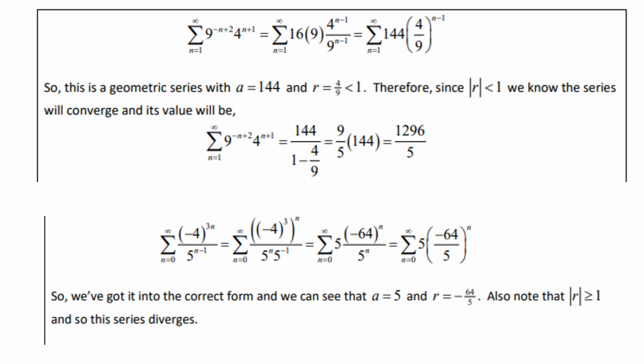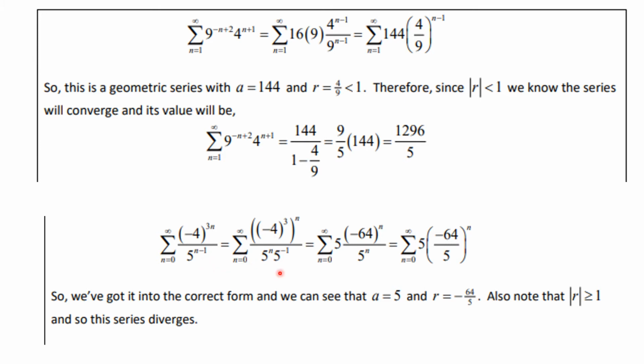Okay, here's the second problem. Oh, excuse me, that was the first problem, and we got this 1296 over 5. I think I'm repeating myself. Here's the second problem, though, and we have this. Now, again, you're kind of thinking, oh, this is probably a geometric series, but I need to make it into a geometric series. So I do some gymnastics with this.